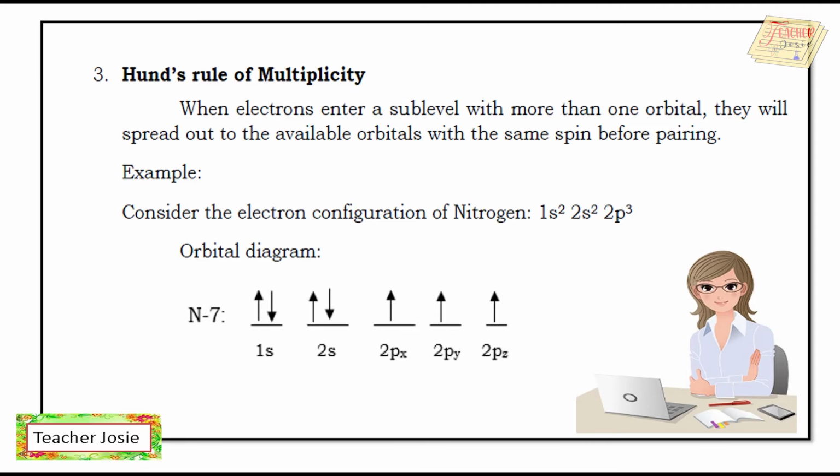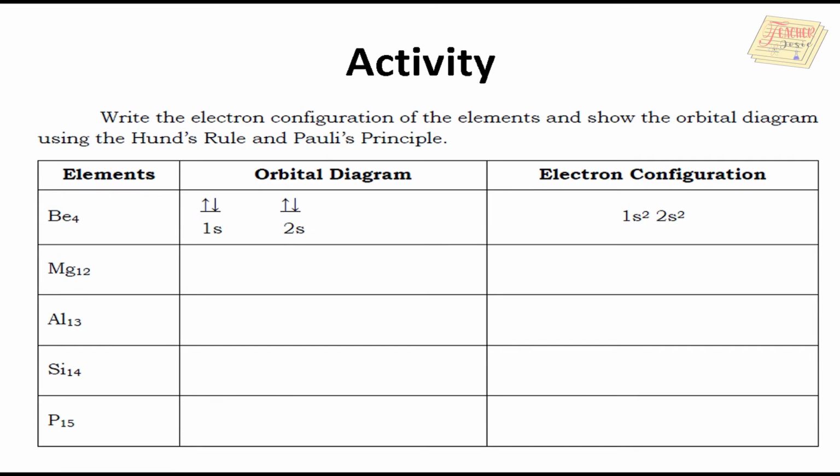The orbital diagram goes like this. For 1s, there are 2 opposite spins. For 2s, there is also opposite spin, while the 2px, 2py, 2pz has 1 arrow each, meaning to say they will spread out to the available orbitals with the same spin before pairing. Let's have an activity. Write the electron configuration of the elements and show the orbital diagram using Hund's rule and Pauli's principle.